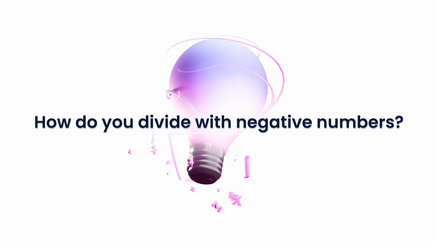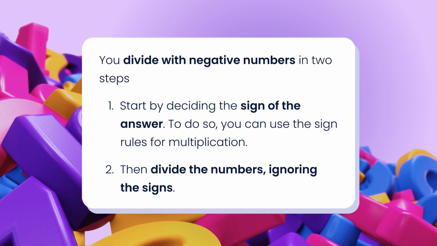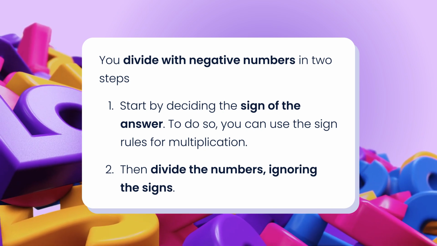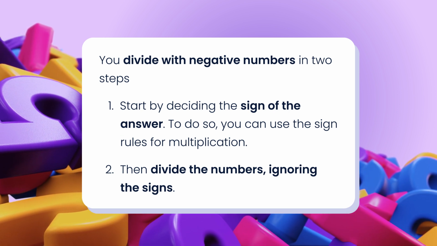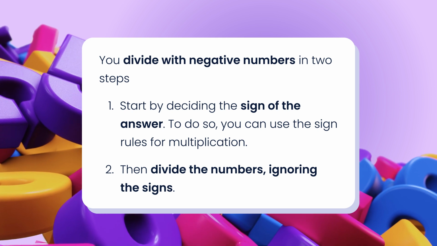How do you divide with negative numbers? You divide with negative numbers in 2 steps. You start by deciding the sign of the answer. To do so, you can use the sign rules for multiplication. Then you divide the numbers, ignoring the signs.